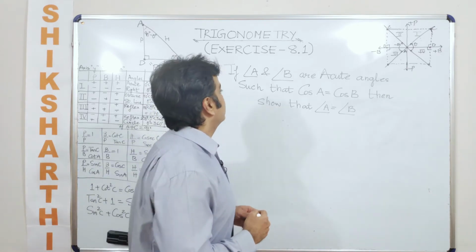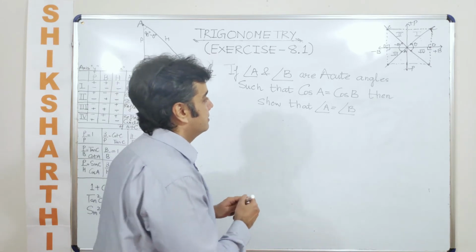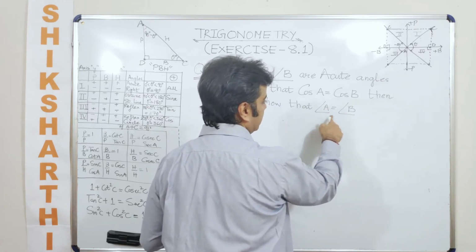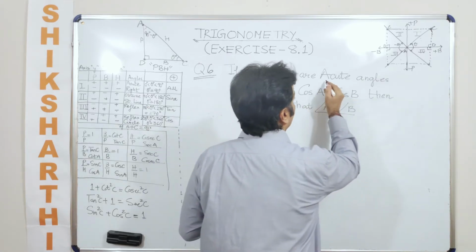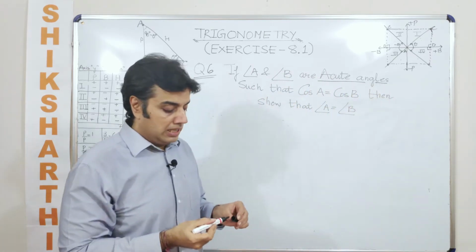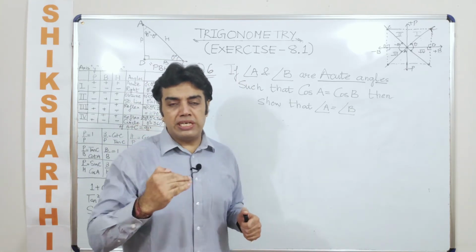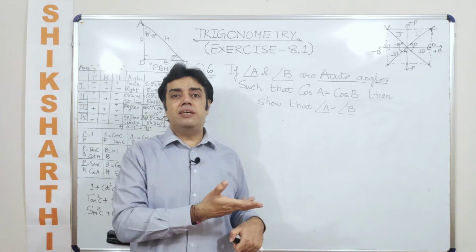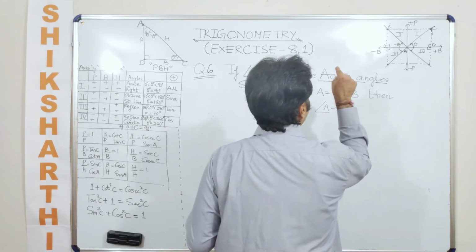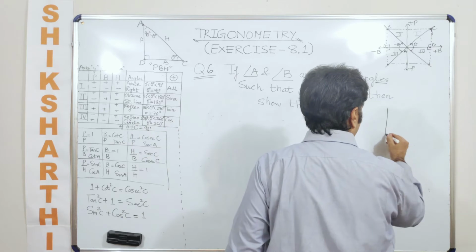Question number 6 says, if there are two angles, angle A and angle B, and they are acute angles such that cos A is equal to cos B, then you need to show that both the angles are equal. Now, if you recall, we have been talking about this right from question number 1, that if the question does not specify what type of angle it is, then you are supposed to consider cases, which is why we have been considering positive as well as negative values. But here in the question, they have already mentioned that angle A and angle B are acute angles. Okay, let's draw the diagram.